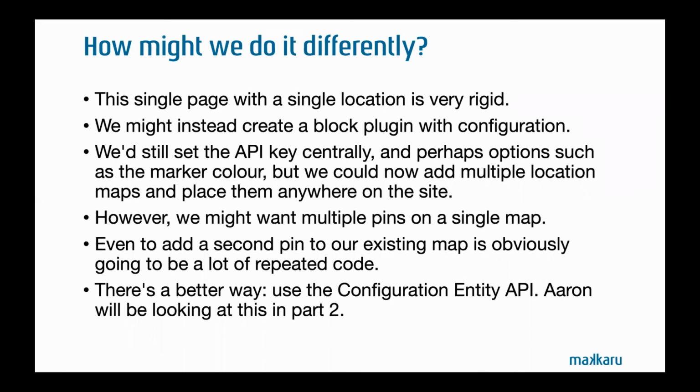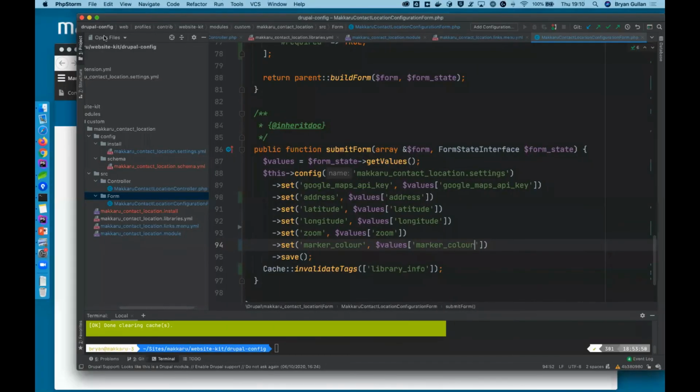And as I mentioned, the configuration API right at the beginning, that's where you start moving for your collections of settings. So that will give you a much more powerful approach for that sort of use case. And Aaron's going to look at that in part 2. And just before I move on to questions, I did promise to show you the JavaScript itself, just to help illustrate the use of Drupal settings.